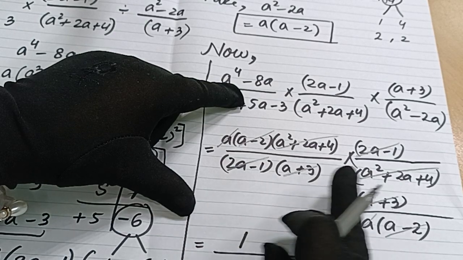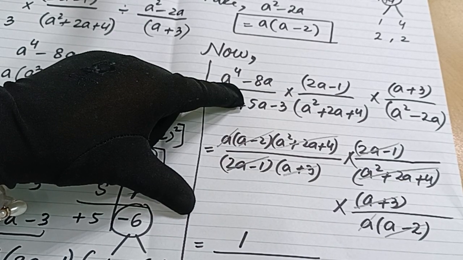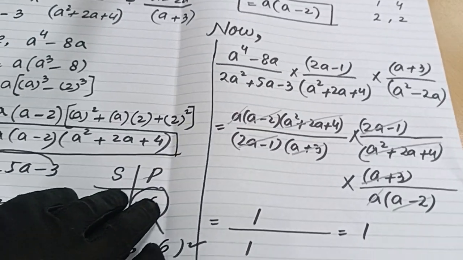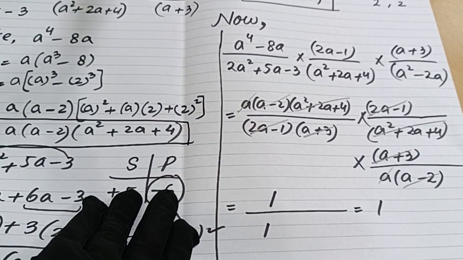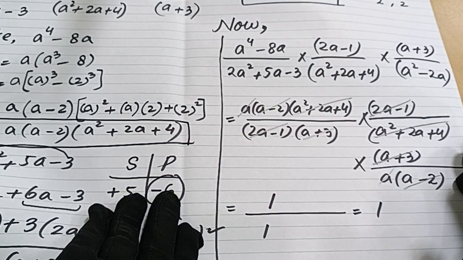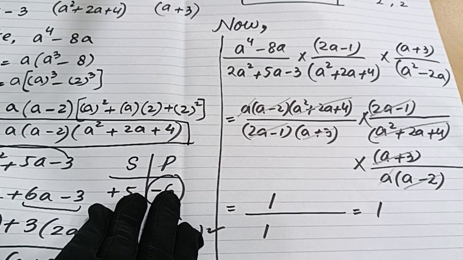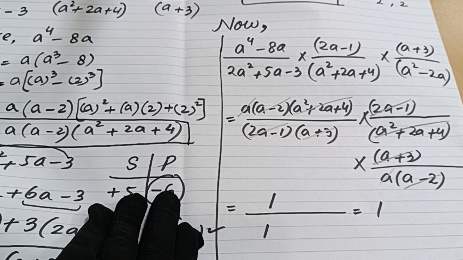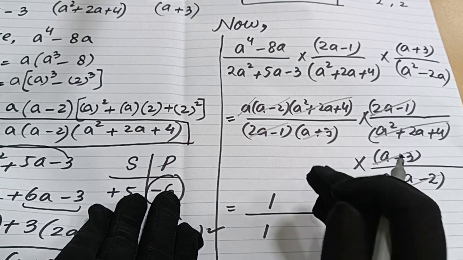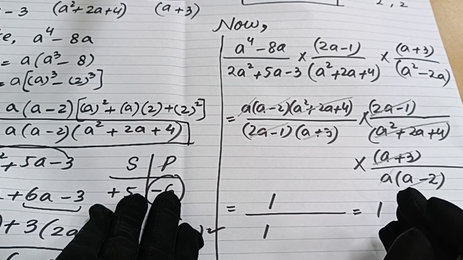In the denominator, 1, 2, 3, 4, 5. All factors finished. So nothing left. 1. So it means the answer is 1. 1 by 1 means only 1. It's okay. You can skip this step if you just check properly that all the factors are cancelled. So we can write simply 1, or for your better understanding, write 1 in the numerator and 1 in the denominator. 1 by 1 is always equal to 1.